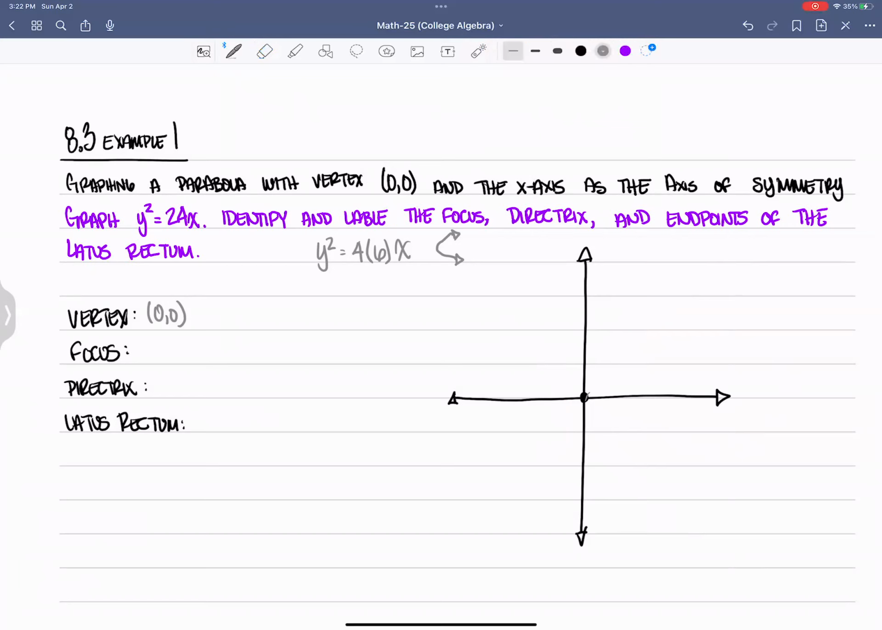All right, perfect. So that tells us that from our vertex, we're going out 6 units in the positive direction. So 6 units: 1, 2, 3, 4, 5, 6. This here is going to be our focus. So the focus is at 6, 0.